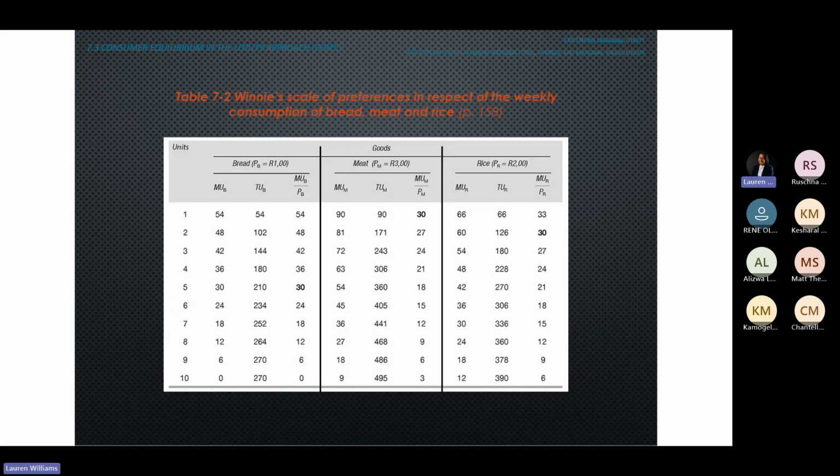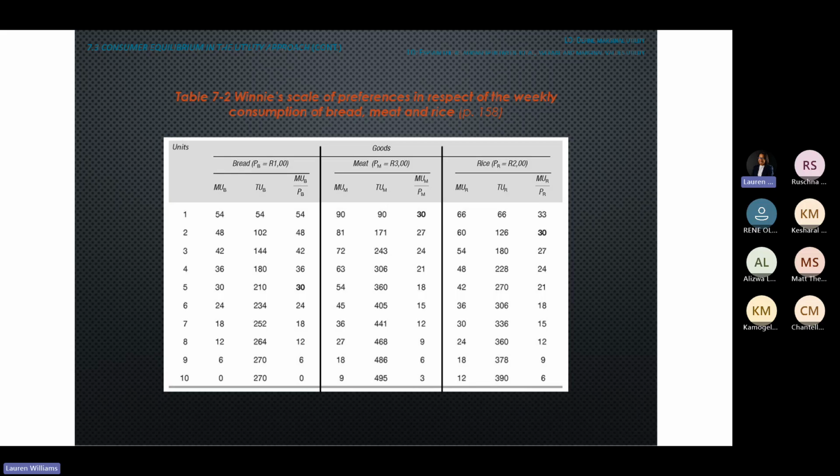So now we're looking at the scale. In this example, it's on page 158 in your textbooks. You can see there we have this basket of goods. It's a little bit small on my side, but we have bread, and obviously the prices are very unrealistic. We wish we were paying that amount, but we have bread, we have meat. The price of bread is 1 rand, the price of meat is 3 rand, and the price of rice is 2 rand.